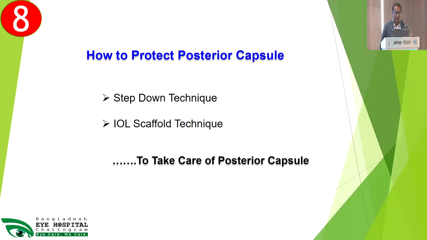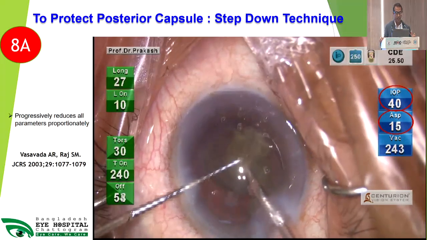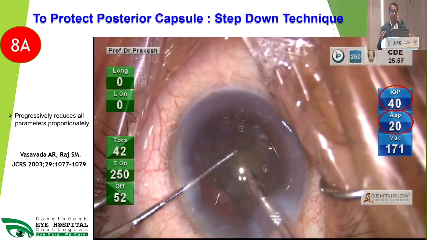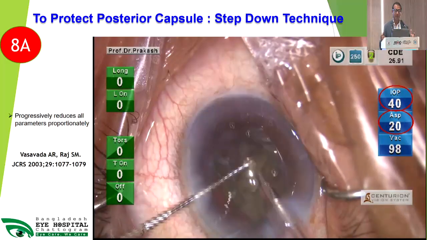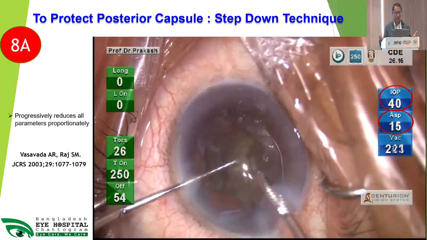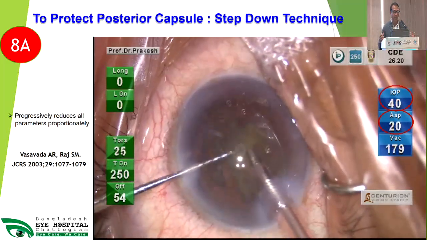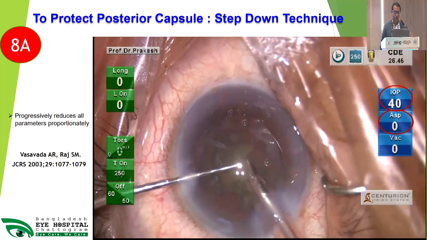In the step-down technique, which is taught by Basavada sir, when more and more fragments are removed, the posterior capsule remains unprotected. So it is wise to progressively reduce all parameters proportionally to take care of the posterior capsule.